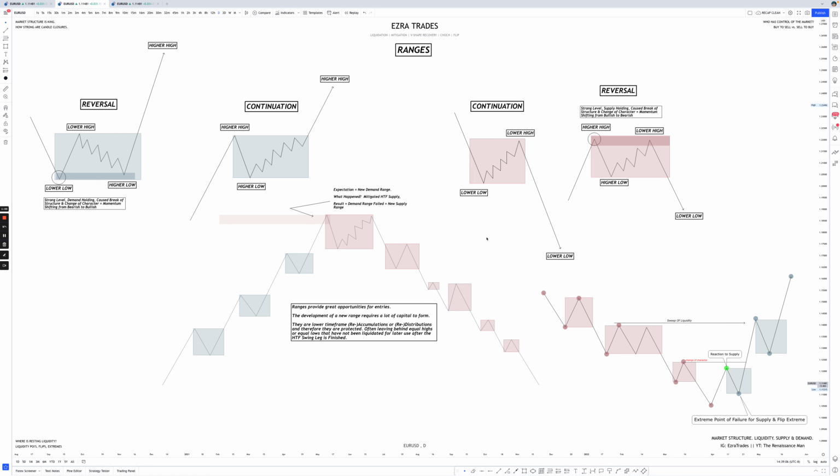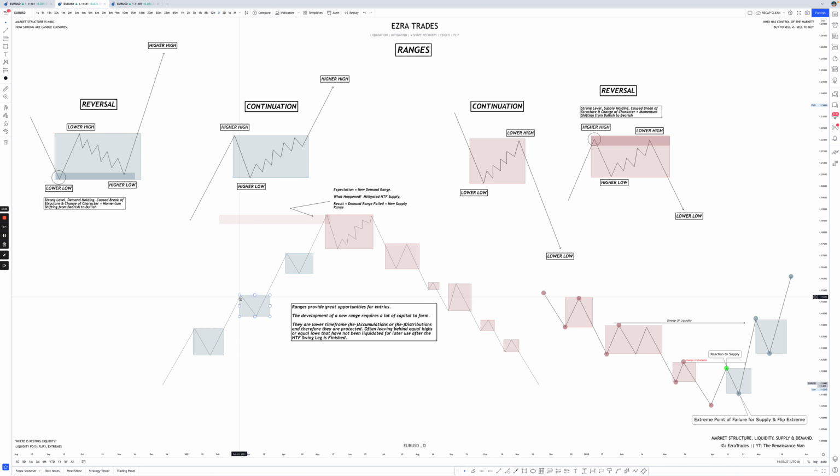The whole idea behind these ranges, and I'd like to read off of what you can see here: ranges provide great opportunities for entries. The development of a new range requires a lot of capital to form. Therefore, because of that, on the lower time frame, what they really are basically are accumulations or reaccumulations before more expansion.